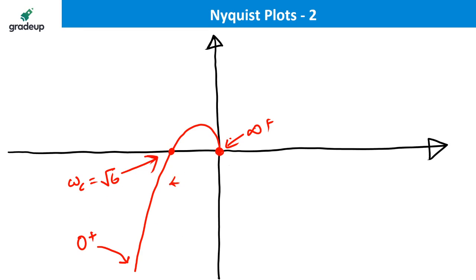What is the magnitude at critical frequency? That is given by K by 5. I will highlight this later. First, let me complete the Nyquist plot. This is just the polar plot, guys. To complete the Nyquist plot, I will take the mirror image of this about the x-axis. This becomes 0 minus, this is 0 plus. After taking the mirror image, join the 0 minus to 0 plus.